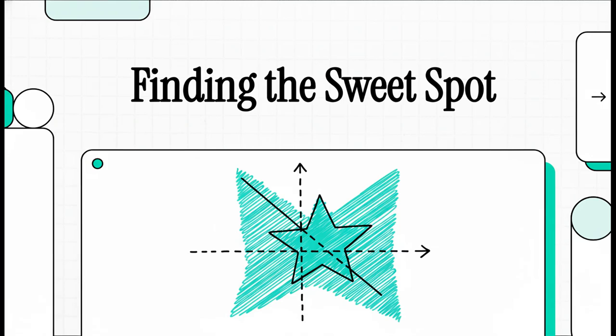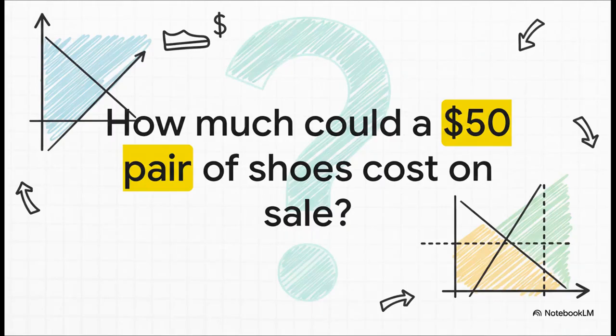All right, today we are on the hunt for the sweet spot. You know, that perfect little zone where a whole bunch of different rules and conditions all line up just right. And believe it or not, we're going to find it by drawing a map. So let's kick things off with a puzzle you've probably run into.